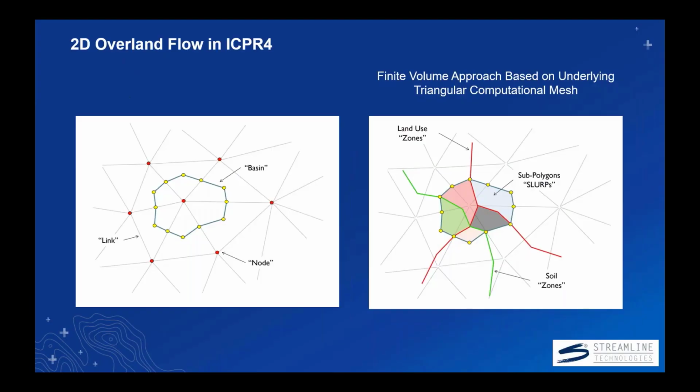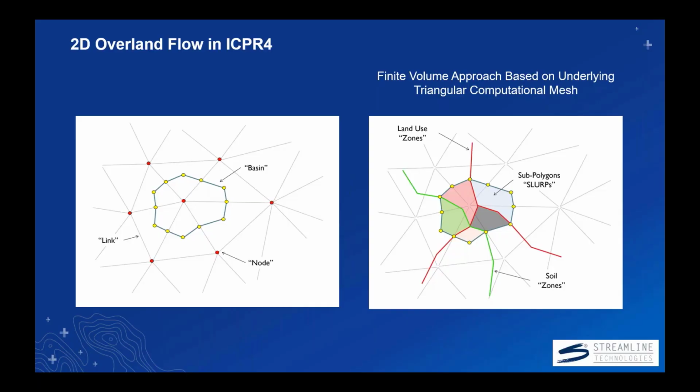In the 2D overland flow portion of the model, we can extend that same basin node link concept. We work off of an unstructured triangular computational mesh, and then we develop these irregular shaped polygons around the vertices of the triangles. So you might think of that irregular polygon as a basin. The triangle vertices are the nodes, and then the sides of the triangles are the links. This allows us to fully integrate the 1D portion of the model with the 2D portion of the model. We do not couple them, we fully integrate those.